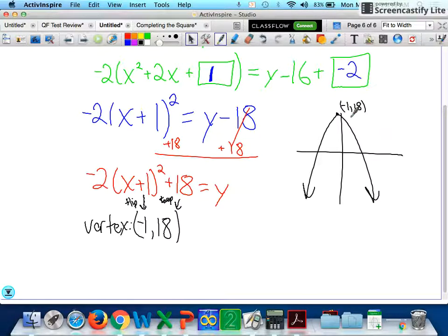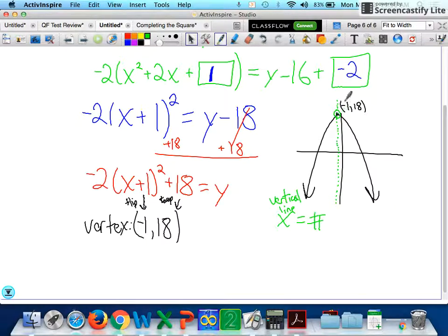What I'm talking about is this axis of symmetry. If I wanted to split this parabola in half, I would have to draw that vertical line right through the vertex. And I know that the equation of any vertical line is always x equals a number. Well, I know what that x has to equal because it's part of my vertex.